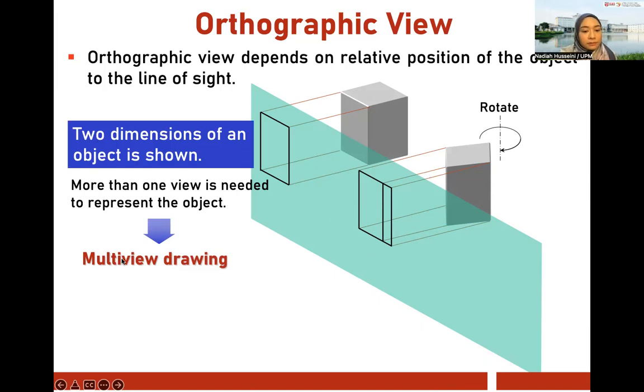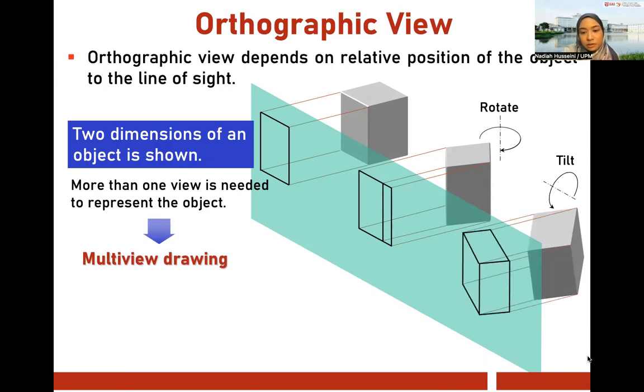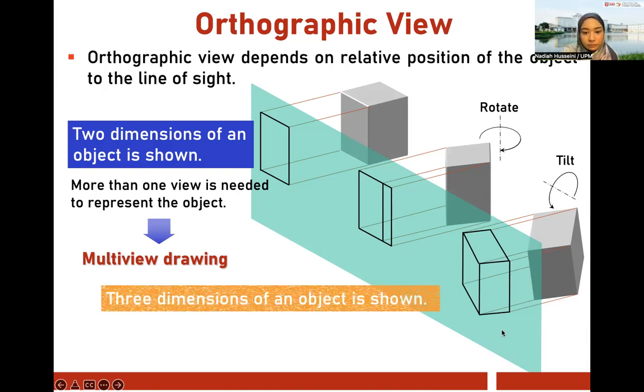So this is called multiview drawing. Just now I told you orthographic view ada multiview dengan axonometric. This is multiview. Multiview is when you have more than one view ataupun 2 views lah. When you have 2 views mapped on the plane, it's called multiview drawing. 2 dimensions of an object is shown. And then you tilt this same object and you map it on the plane. You map the line of sight on the plane. This is what you get, another dimension. 3 dimensions of an object is shown. This is known as axonometric drawing.